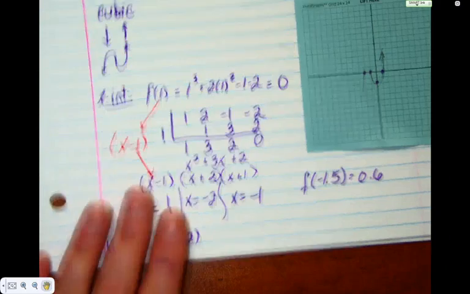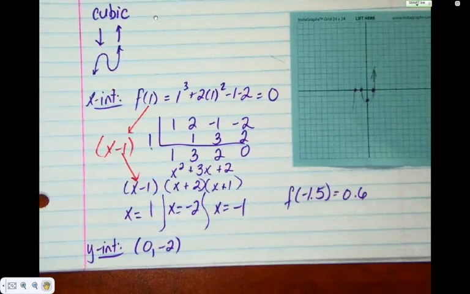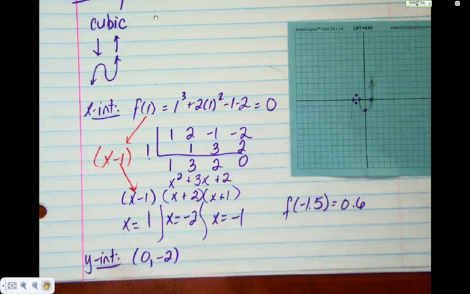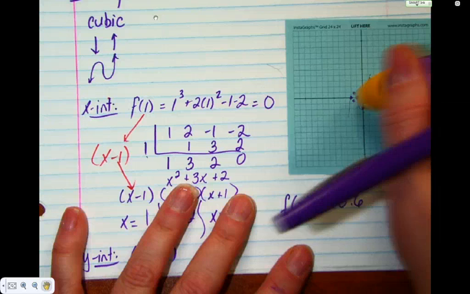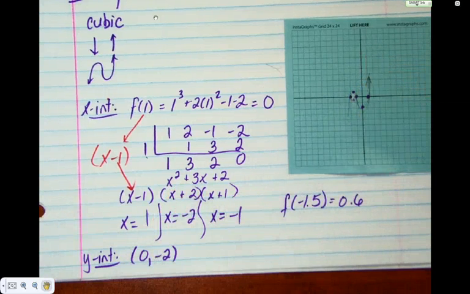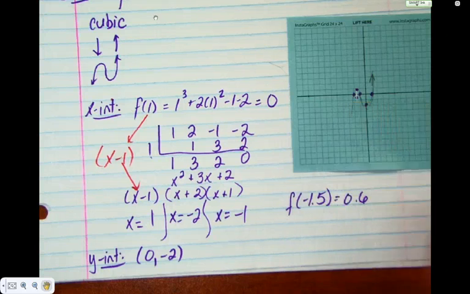Confirmation? Yes? Yeah, 0.6 positive. Typically, the closer together the x-intercepts are, the smaller the max and mins are. Okay, so if they're really close together, you're not going to get a huge high bump. It's going to be a pretty low value.